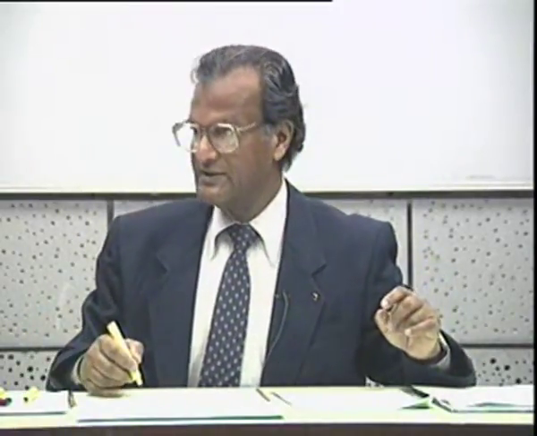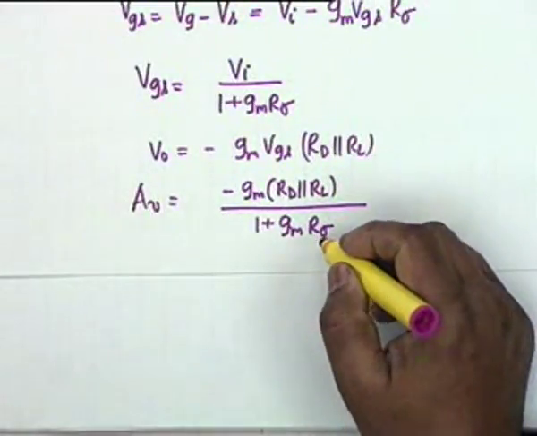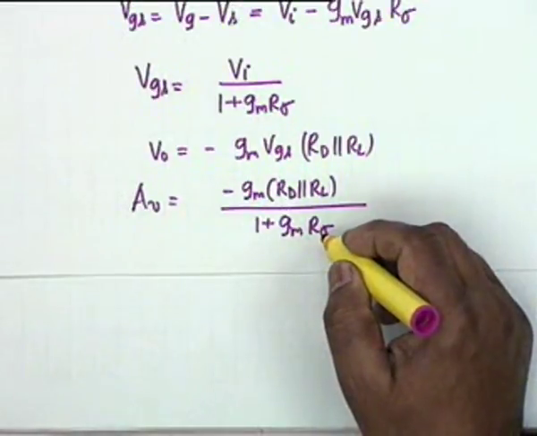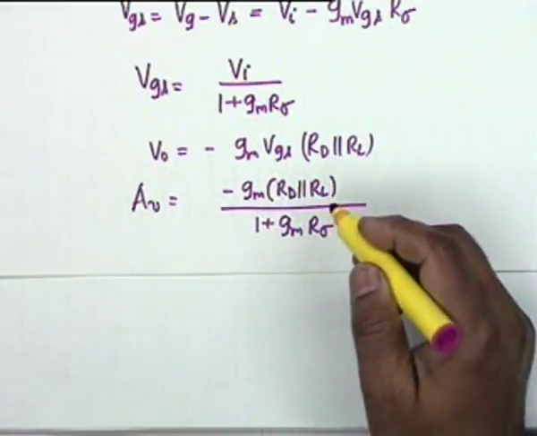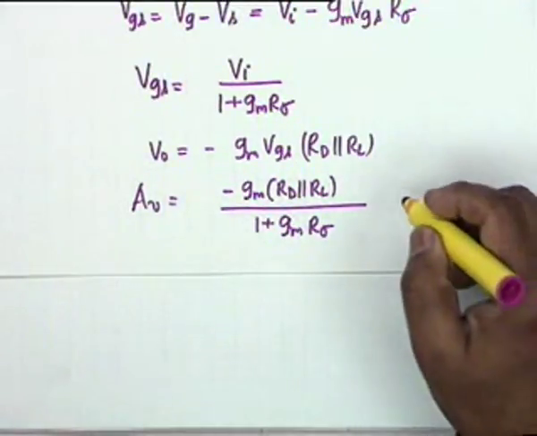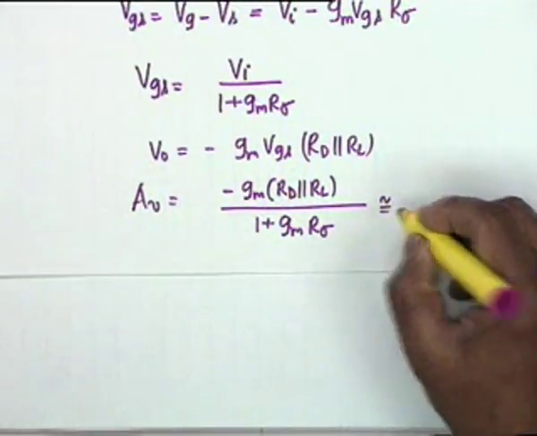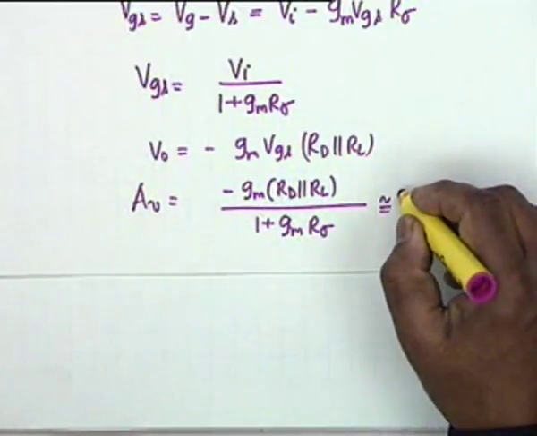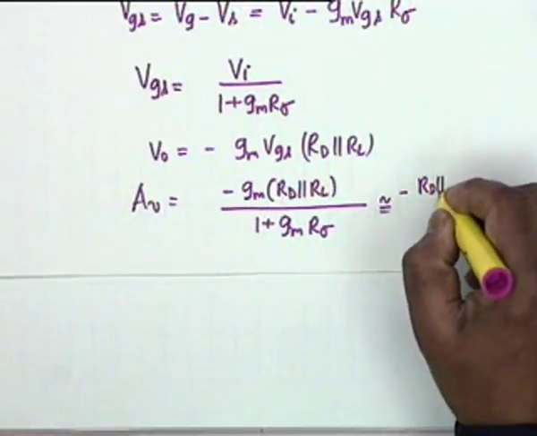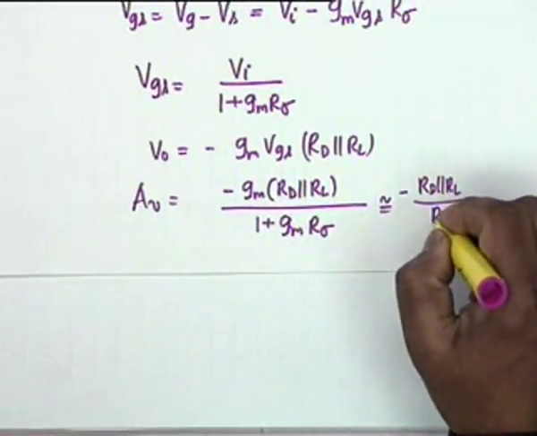What was gm in the previous example? 0.8 millimho and R sigma was 15K. So this is 12. Is that right? 12 is much larger compared to 1. So approximately, if gm R sigma is much greater than 1, then the gain would be approximately minus RD parallel RL divided by R sigma.